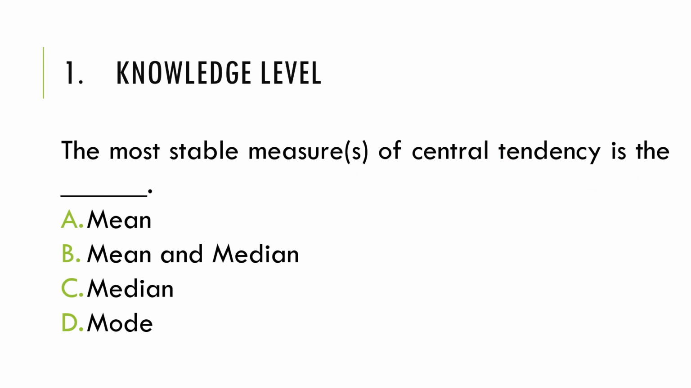Okay, so let's try to look at the different examples of multiple choice items. Number one, the most stable measures of central tendency. As you notice na yung this is a knowledge level, meaning because the question is all about basic idea or definition or factual information. Okay, so you would notice that the underline or the blank nasa last na ng sentence. Okay, so this is a completion type of stem.